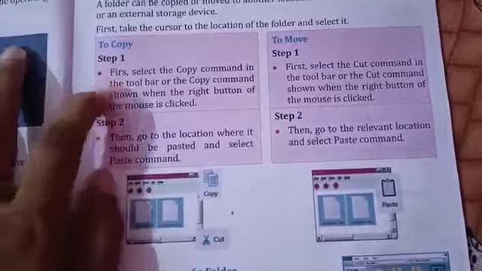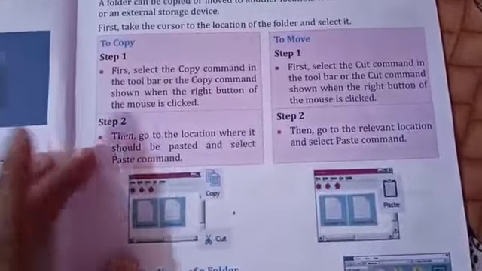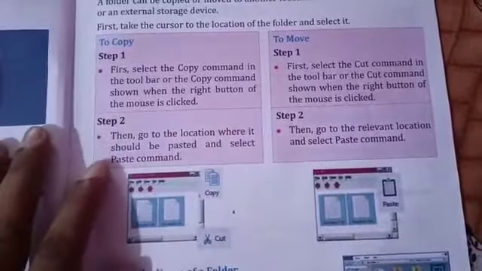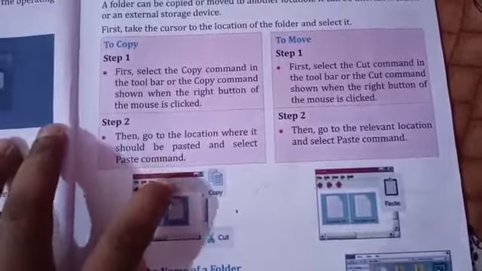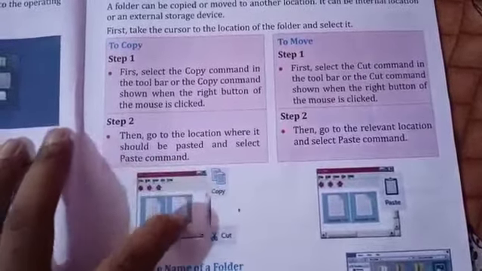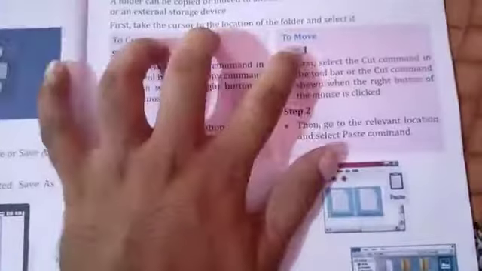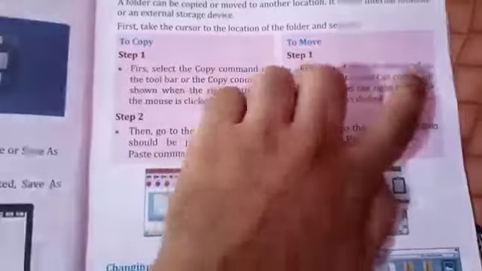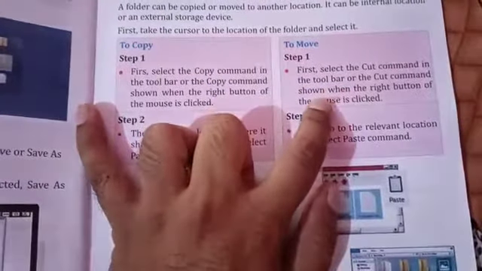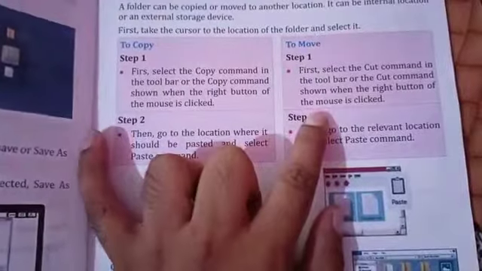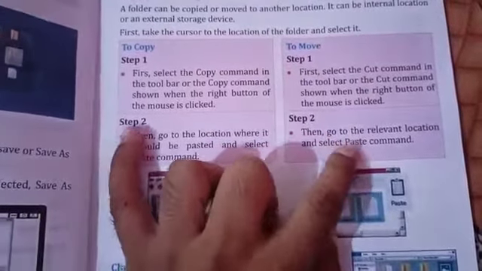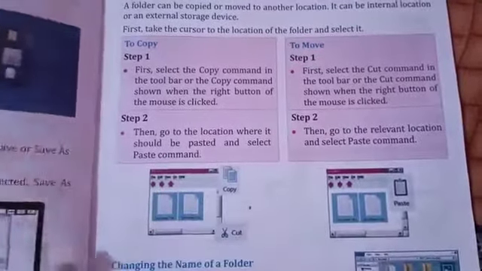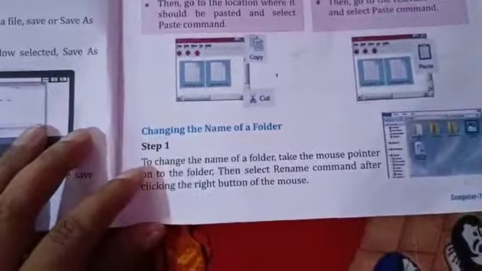First the copy command, and then at any location where you want to paste it, right click and select paste. Next, to move: step one, select the cut command in the toolbar or the cut command shown when the right button of the mouse is clicked. Then go to the relevant location and select the paste command. This is called move.